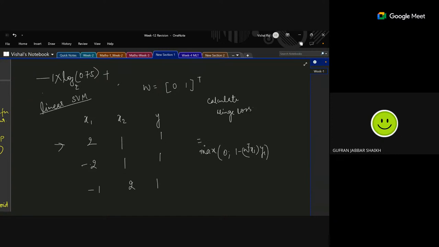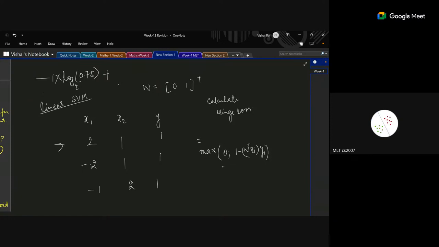Sir, loss is 0 and predicted labels all will be 1. All are 1? Yes, sir. I don't think so. All are 1, I guess. But the first one, I guess you are correct. Can you show it, sir? Can you solve one? Okay, let me check.